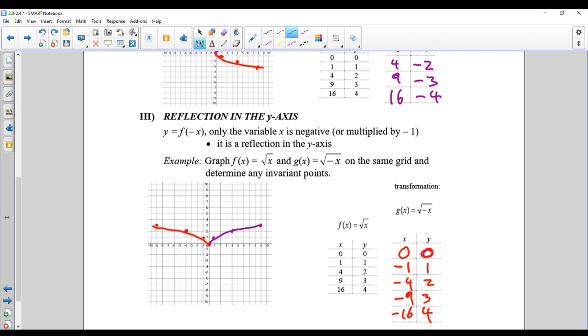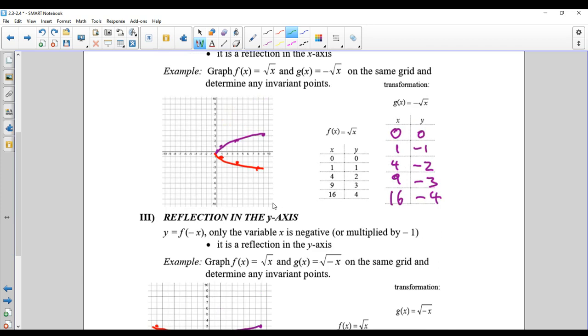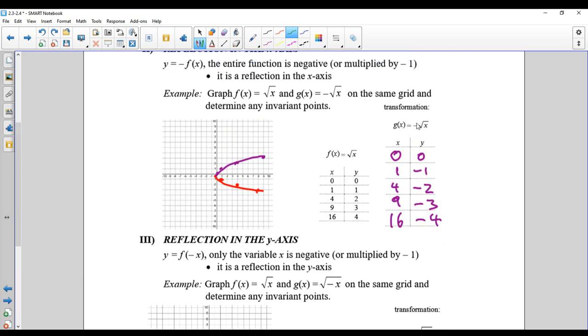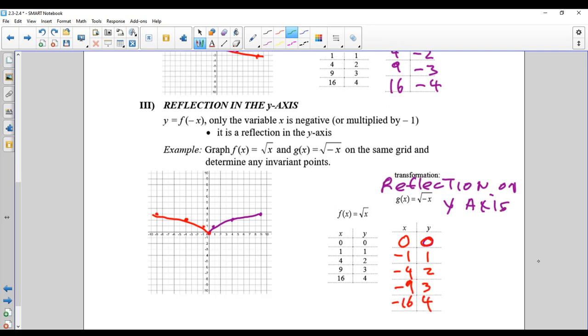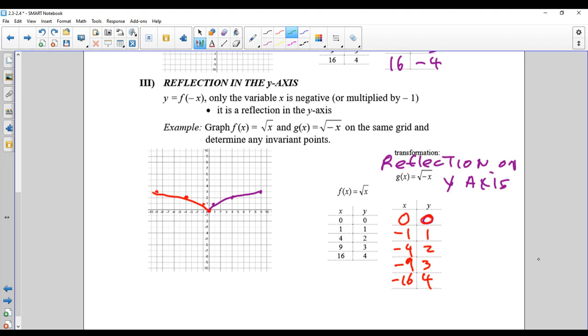Oh, by the way, let me write down what we're doing in each one of these. I should have done that from before. This first one was a reflection. I'll write that down, and you should too. Reflection on x-axis. And this one is reflection on the y-axis. Okay?